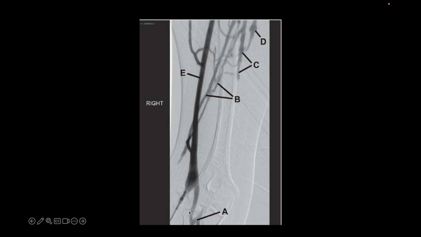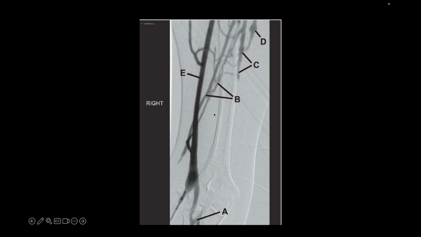You can see the radial head here. So this is on the outside of the arm. So this would be the cephalic vein here. So they've injected that. A would be the median cubital vein, so where you take the blood. E would be your cephalic vein.